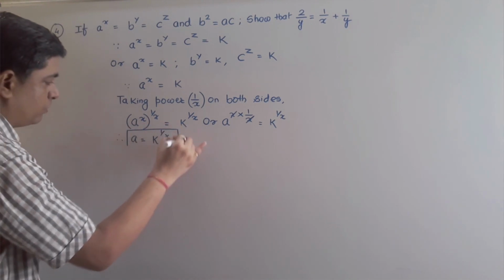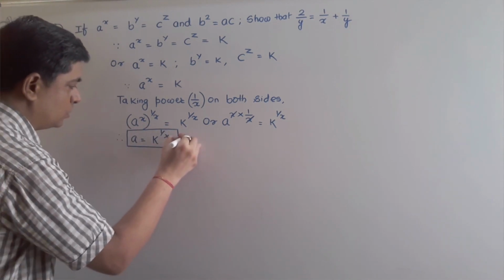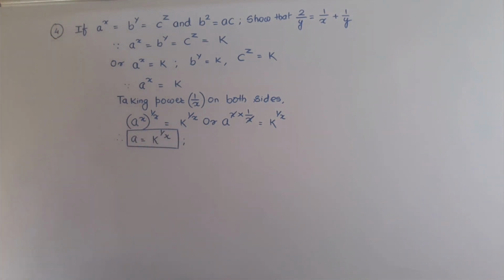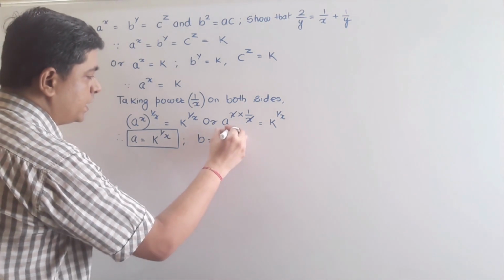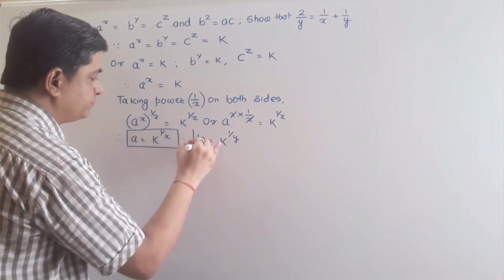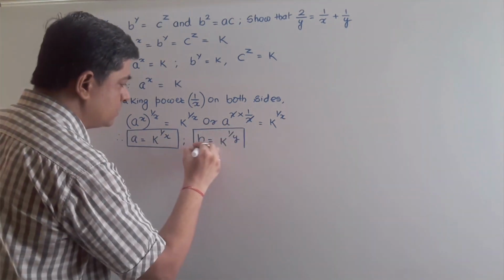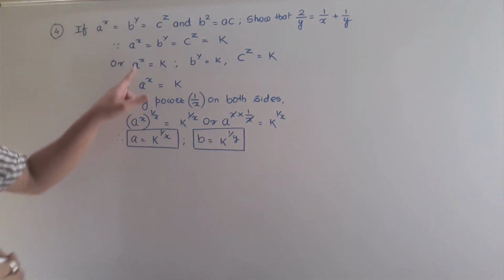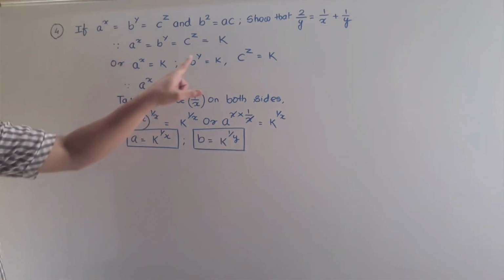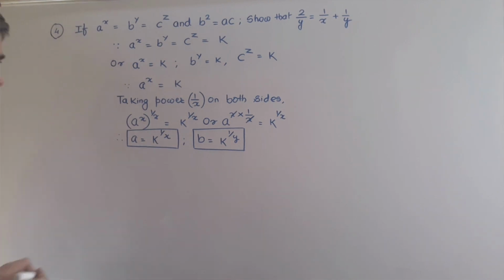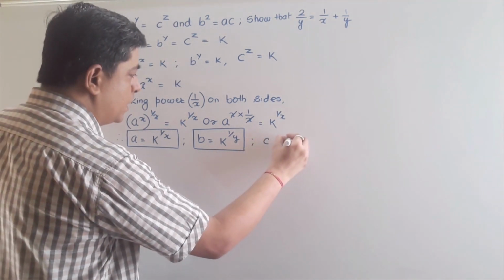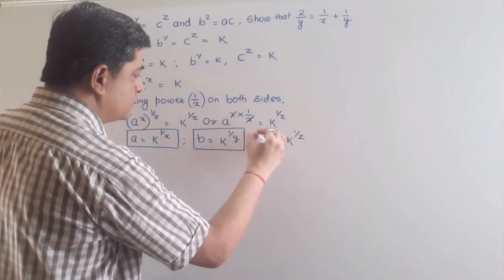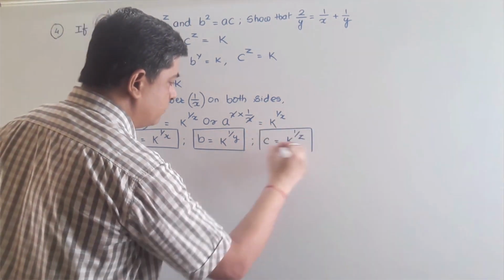Whatever the power of a, if it goes to that side, it will become the reciprocal. Similarly, if I calculate the value of b, b will be equal to k to the power 1 upon y, because here you see the x is going to that side becoming reciprocal, so y will also go to that side becoming the reciprocal. And the same way the value of c will be equal to k to the power 1 upon z. This will be the third value.